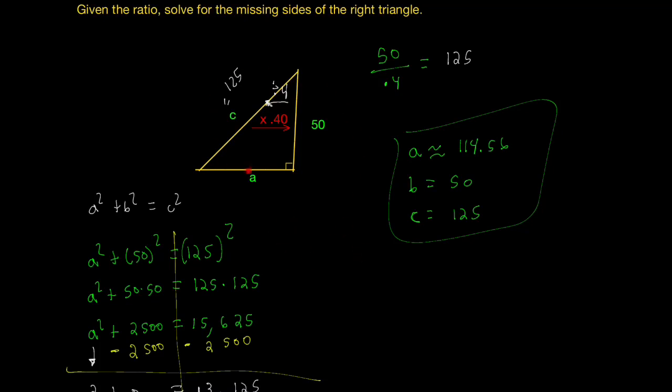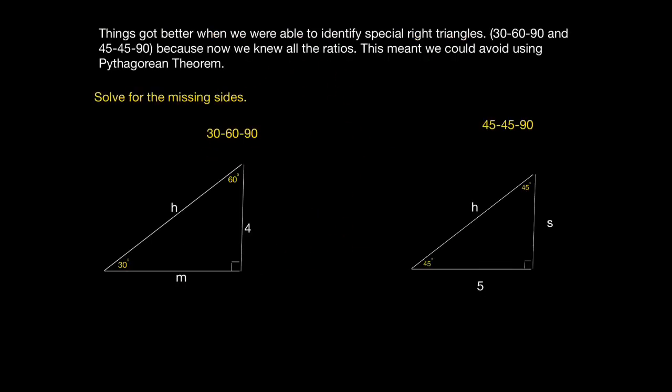Now, things got better though when we knew all the ratios, because when we knew all the ratios, now we knew all the angles, 30, 60, 90, and with the aid of the ratios, we could get the lengths as well. For example, here, if we're given one side, it's game over. We know all of the information of the triangle.